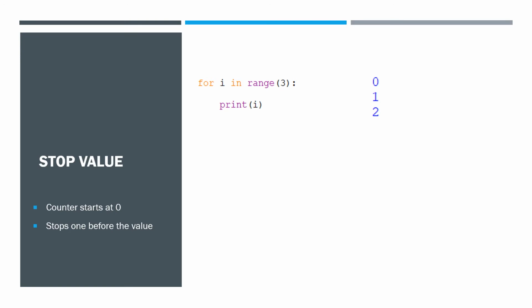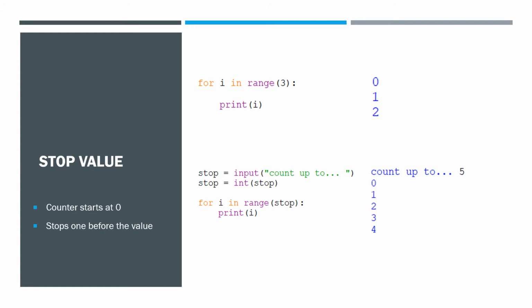Sometimes we don't know in advance how many times we want the loop to repeat. In that case, we could get the user to enter the stop value. So here I have asked the user to input the stop value, converted it to an integer, and then I've told the computer to count up to that stop value. So if I ran the program, in this example, the user has entered the value 5, and so the loop has count up from 0 to 4.